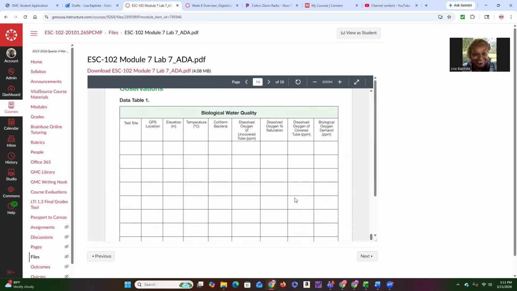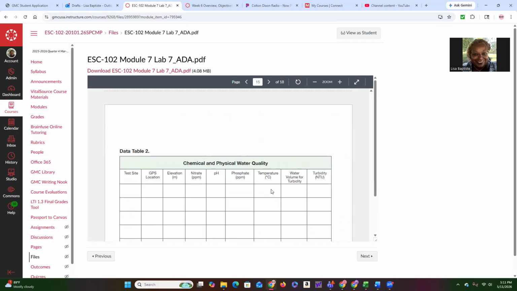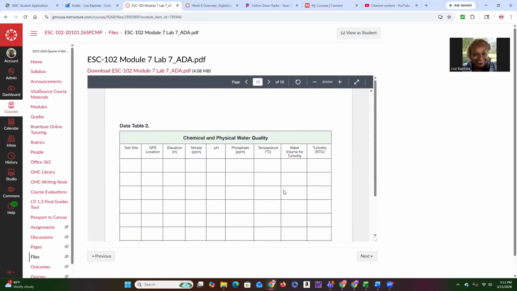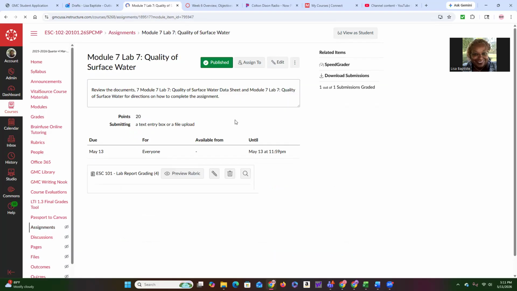This data table is where you're going to place all of your information. You have a couple of data tables. These data tables do need to be included in your lab report. This is where you will submit your lab report.